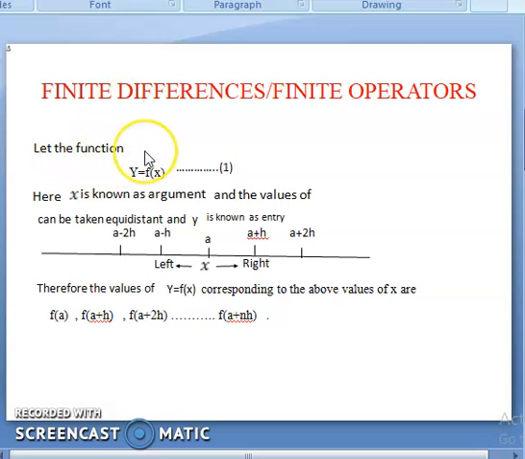First of all, let the function be y equal to f(x). Suppose this is equation number 1. Here x is known as the argument. When we take y equal to f(x) to be any function, the value of x is known as the argument, and the values of x can be taken equidistant, and y is known as the entry.